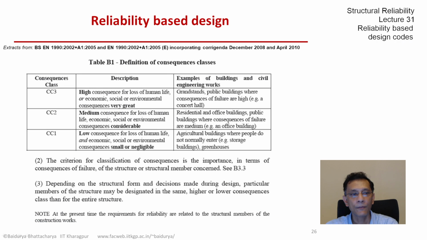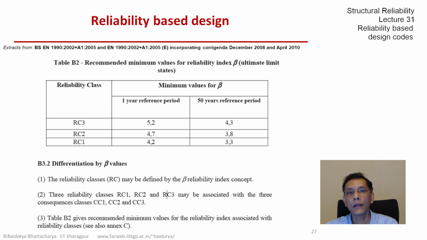Next comes the corresponding reliability classes. So each consequence class gives rise to its corresponding reliability class, and here we see finally the explicit stating of the target beta values, the target reliability indexes, and it's given for 1-year reference period and 50-year reference period for each of the 3 consequence classes or reliability classes.